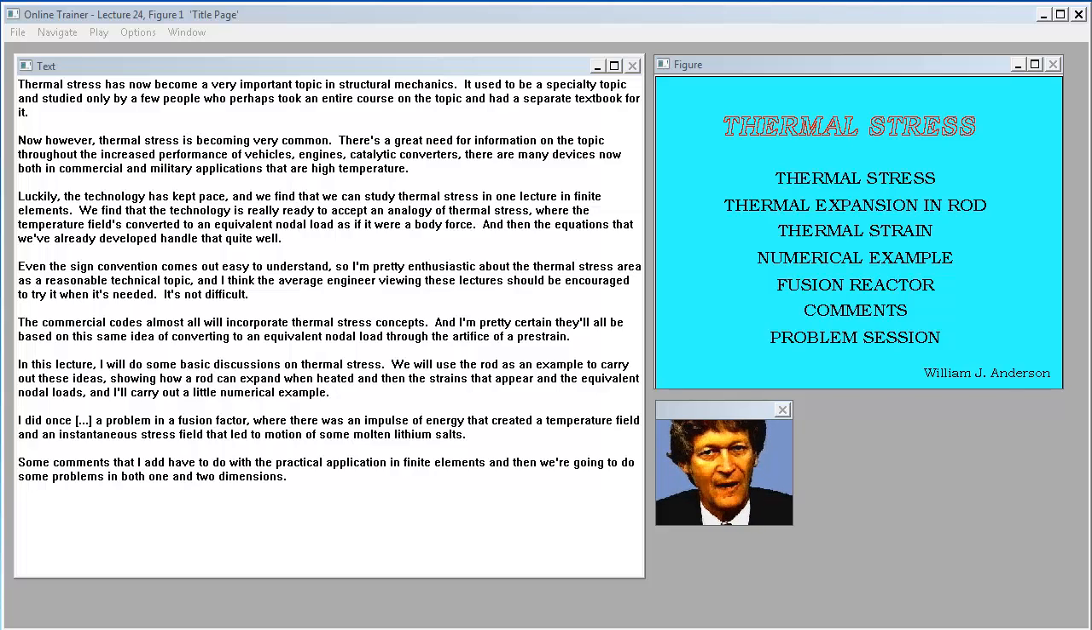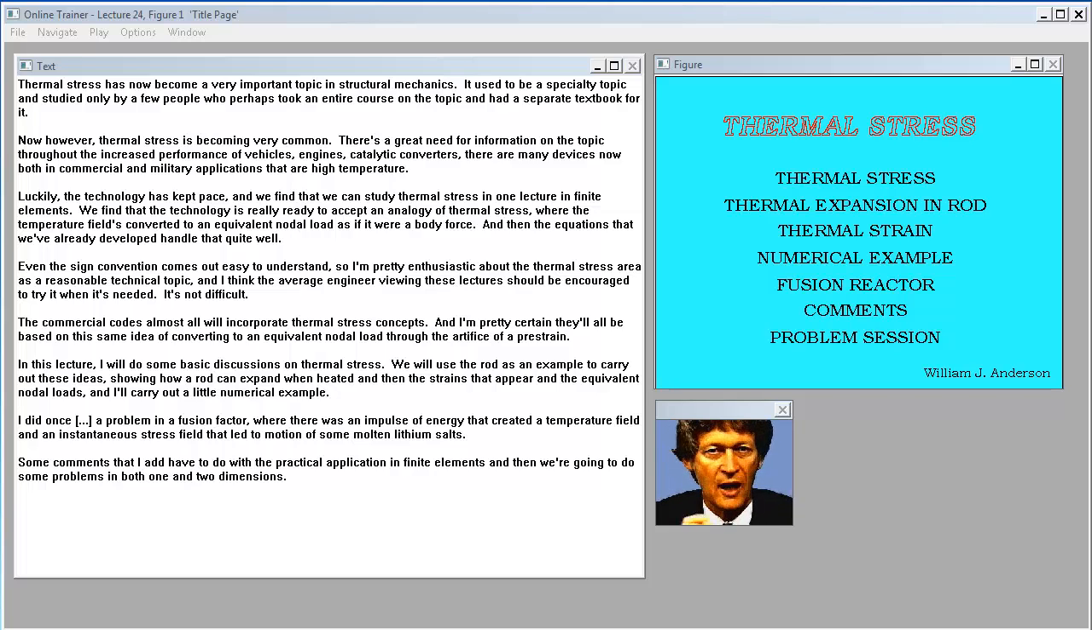We find that the technology is really ready to accept an analogy of thermal stress where the temperature field's converted to an equivalent nodal load as if it were a body force. And then the equations that we've already developed handle that quite well. Even the sign convention comes out easy to understand.